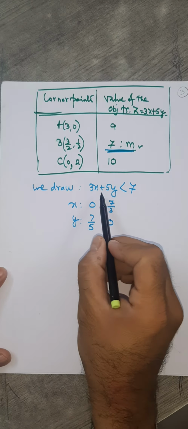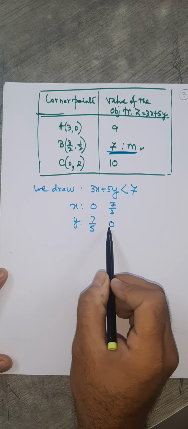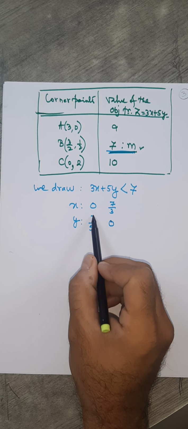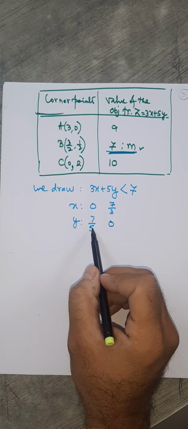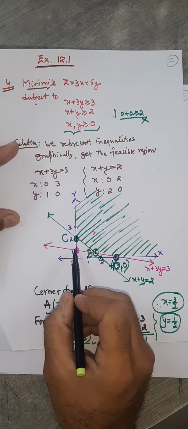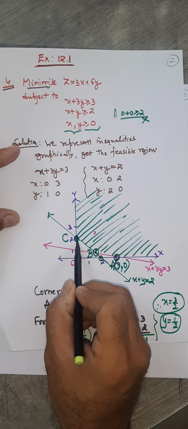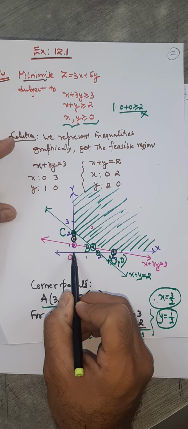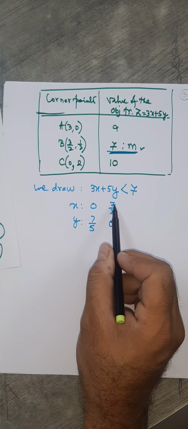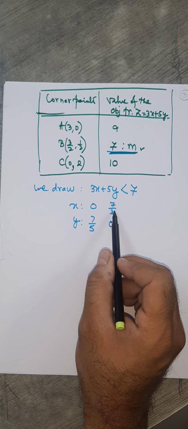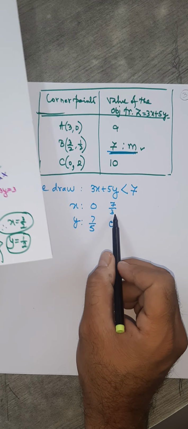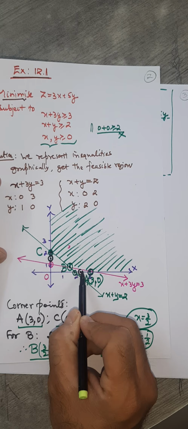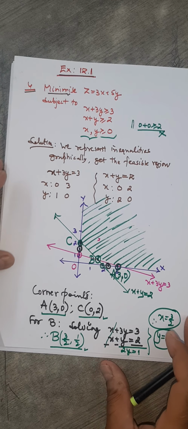So I'll prepare the table. If x is 0, then y will be 7 by 5. If y is 0, then x will be 7 by 3. So we represent this 0, comma 7 by 5. 7 by 5 means 1 point something. So it will be somewhere here. What about 7 by 3? It is roughly 2 point something, 2 point 5 comma 0. So roughly over here.